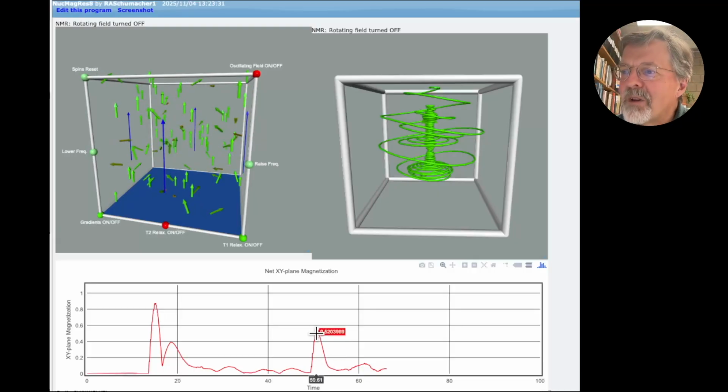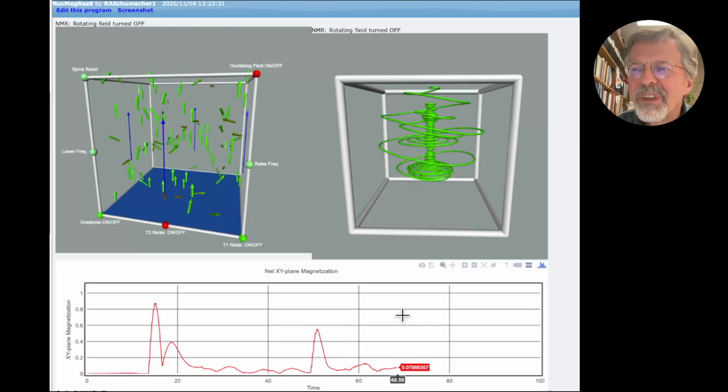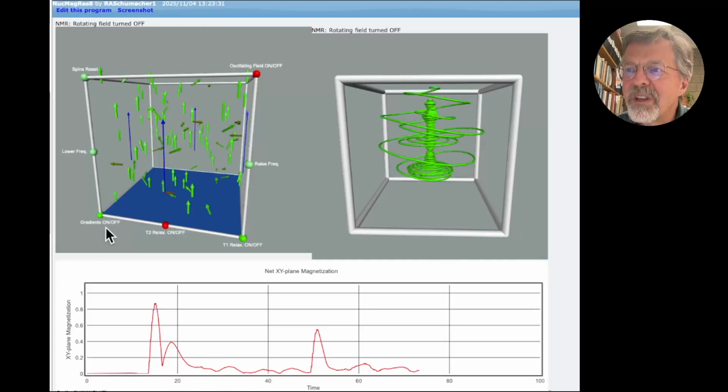So by mapping out this peak as a function of the delay time, we can measure the T1 relaxation of the sample independent of the complication of the magnetic field gradients. And we get at the underlying physics of the T1 process.